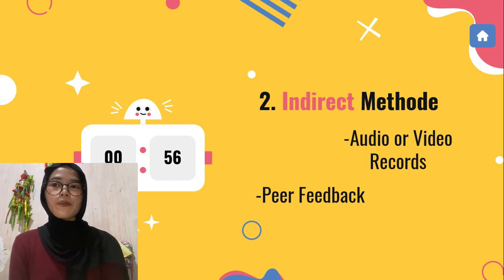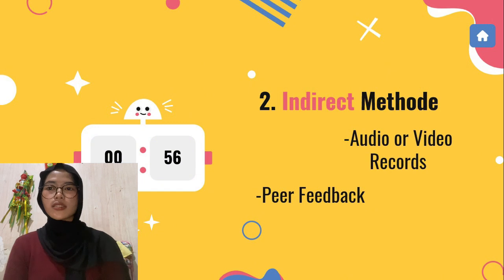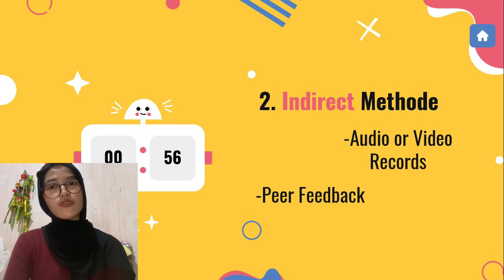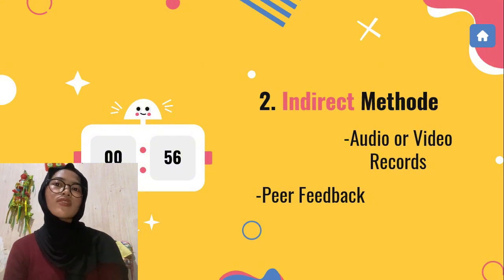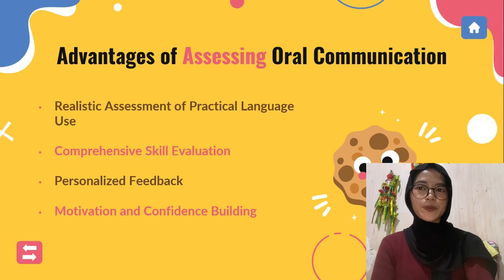Next, there is peer feedback. Peers assess each other's speaking ability based on a set rubric. The purpose is to encourage students to reflect on their own oral communication while also providing them with different perspectives. The advantage of feedback is peer evaluation can motivate students to improve and helps develop a collaborative learning environment.